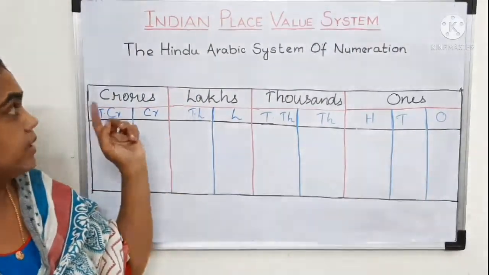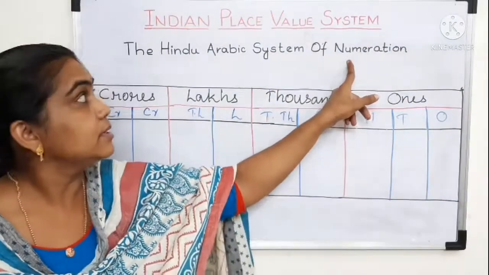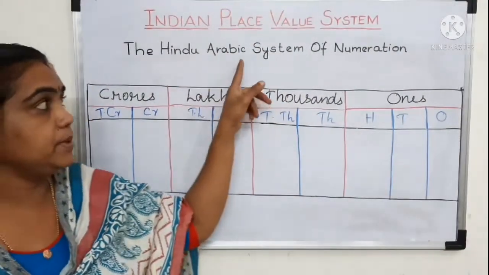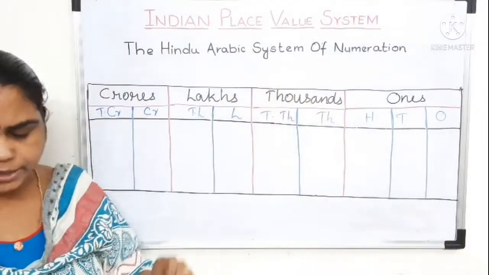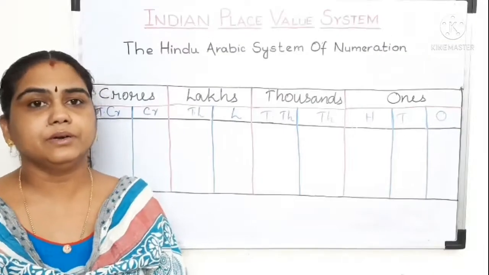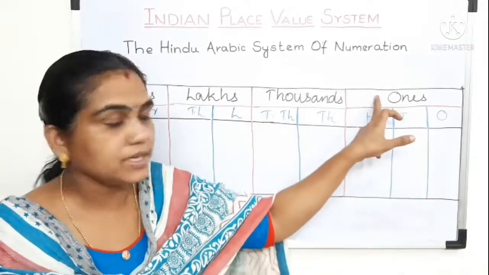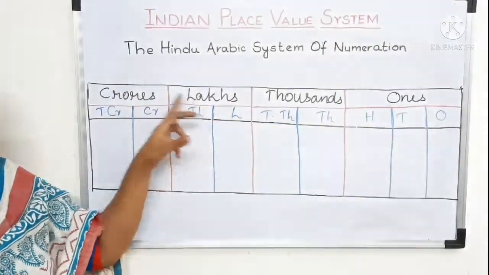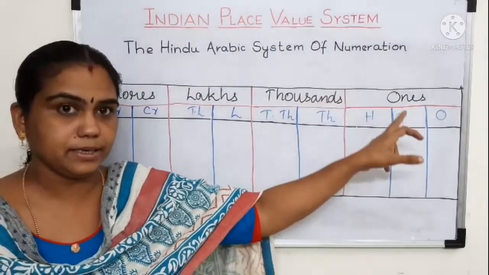It's also known as the Hindu-Arabic system of numeration. Here we start grouping the numbers from the right into periods. First period is ones period, second one thousands, third one lakhs, and fourth one crores. These are known as periods.